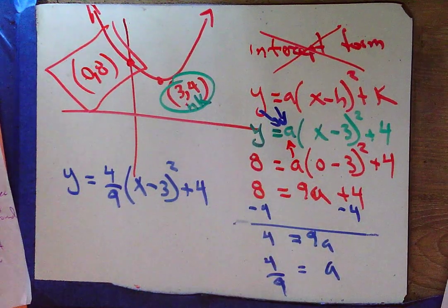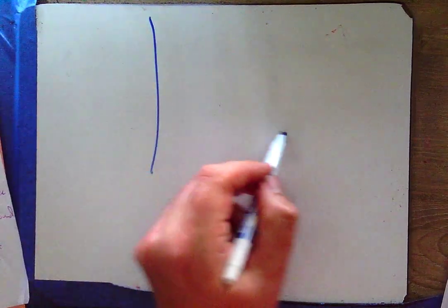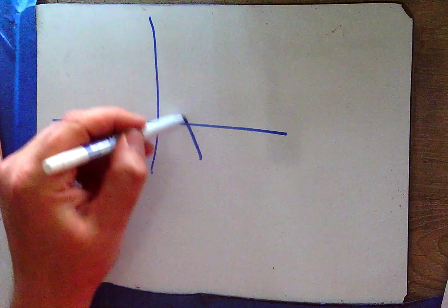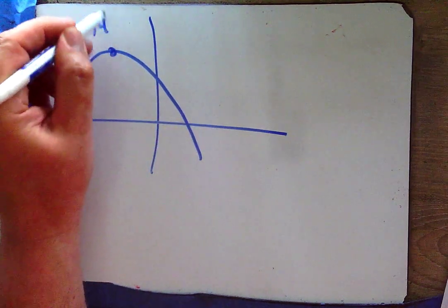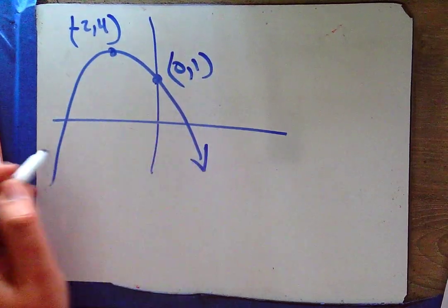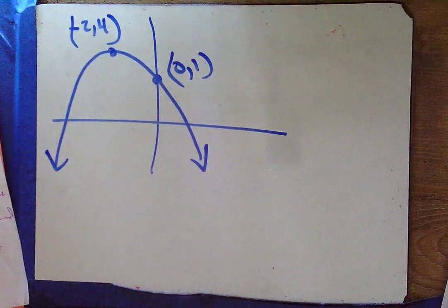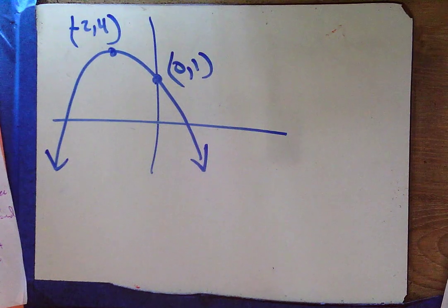Yep, I like it. Well, I think it's your turn then. Will you please graph this one? Vertex 2, 4, 0, 1. Please write the equation for this parabola. Come back when you're done, or if you have questions.